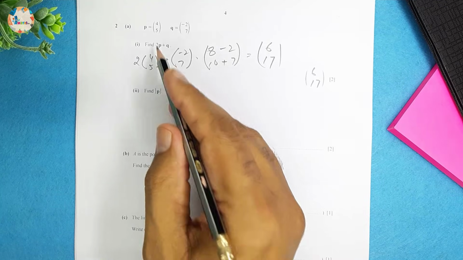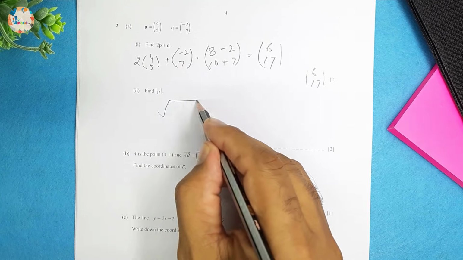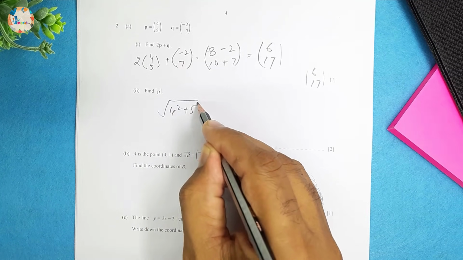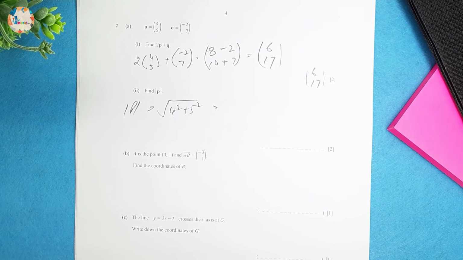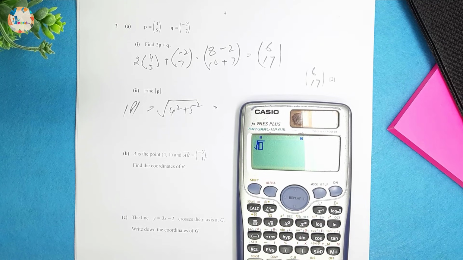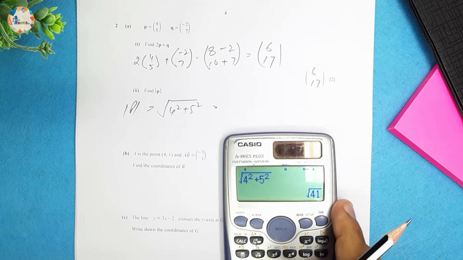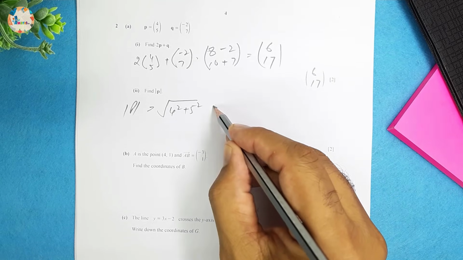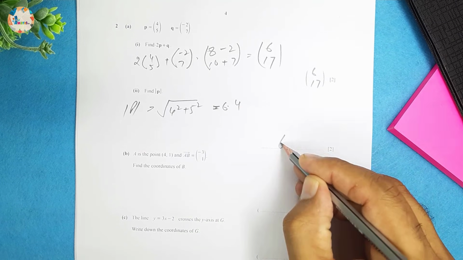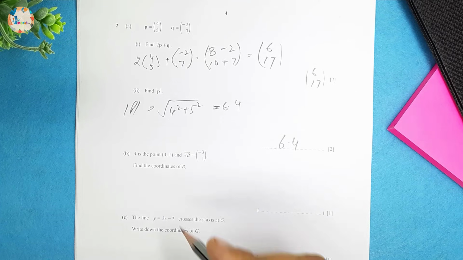Then the modulus of P, P is this one, so mod P will be equal to the square root of 4 squared plus 5 squared. This will be equal to root 41, and the decimal value will be 6.4. So 6.4 will be our answer.